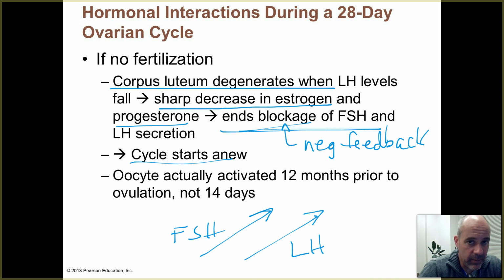If a woman does become pregnant, though, the corpus luteum is maintained because you need that to keep secreting estrogens and especially the progesterone to maintain that endometrial lining. You don't want that sloughed off if you're pregnant.